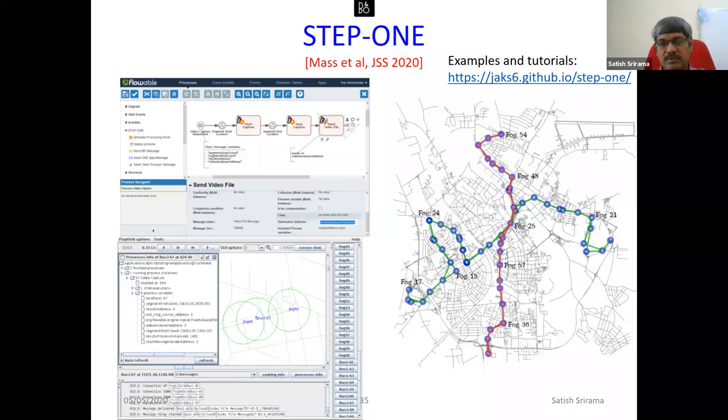Okay, you can actually use them. Say for example, for using this simulator, there are also tutorials. We have kept them online. Everything you can find at this link. Using this, we have actually demonstrated scenarios, with the simulator and the demonstrated scenarios.